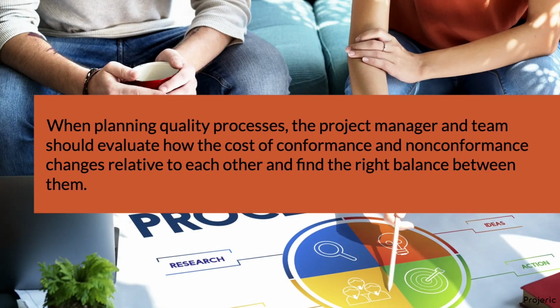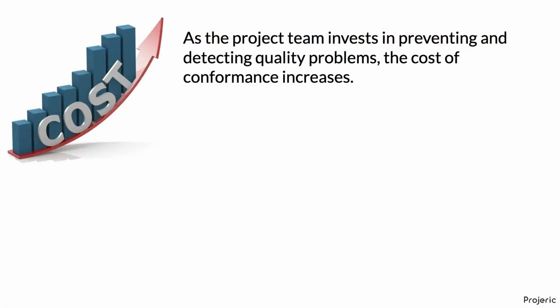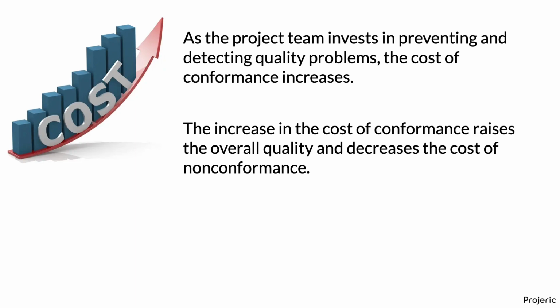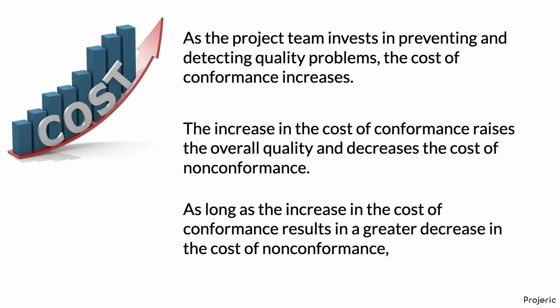When planning quality processes, the project manager and team should evaluate how the cost of conformance and nonconformance changes relative to each other and find the right balance between them. As the project team invests in preventing and detecting quality problems, the cost of conformance increases. The increase in the cost of conformance raises the overall quality and decreases the cost of nonconformance. As long as the increase in the cost of conformance results in a greater decrease in the cost of nonconformance, the cost of quality will fall.